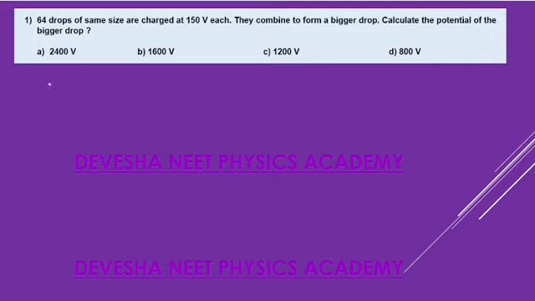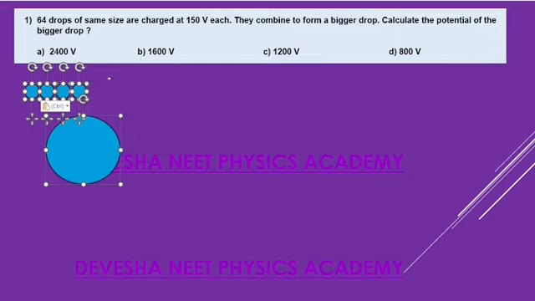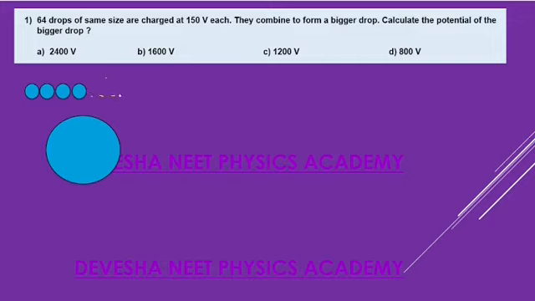In this question, it is given that there are 64 drops of the same size which are charged at 150 volts each. Imagine that we have these small drops, there are 64 drops like this, and each of them is at 150 volts.